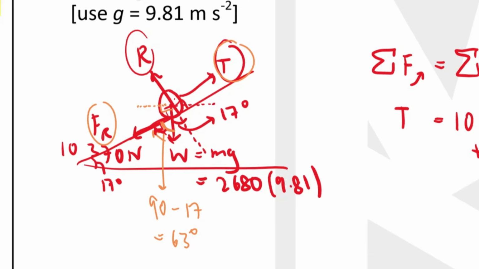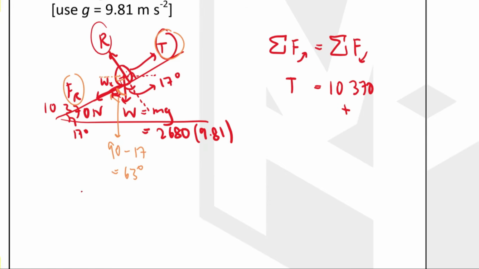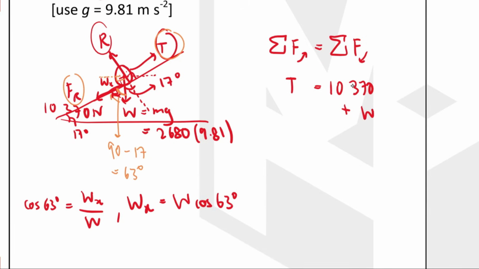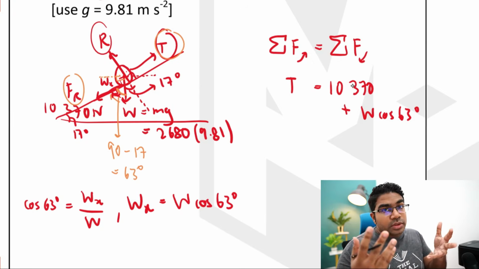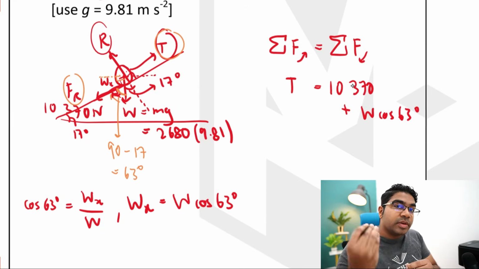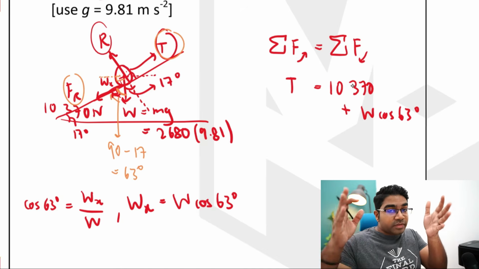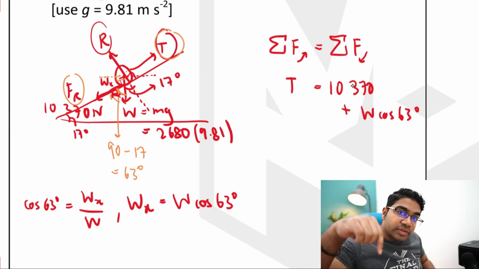Let's call the component Wx. So Wx over the hypotenuse, which must be the force itself, the weight, is equal to cosine of 63, which means the component is W cosine 63 degrees. There are other, shorter ways to do this. You can check out my video for resolution of forces. I have a video specifically for that. I'll leave the link in the description below.